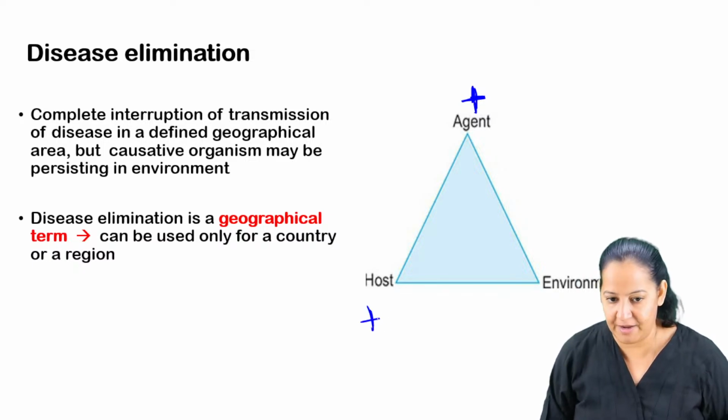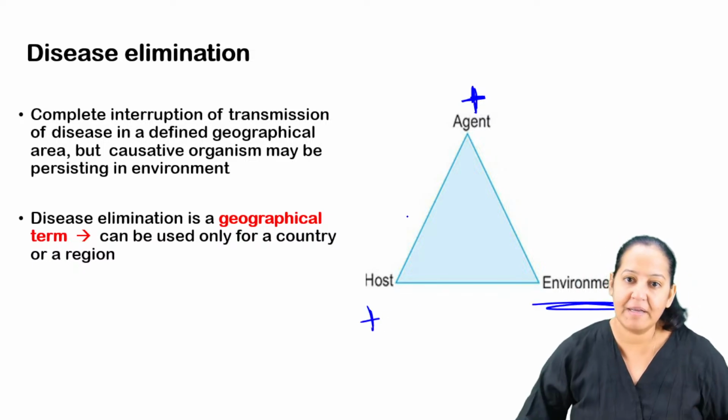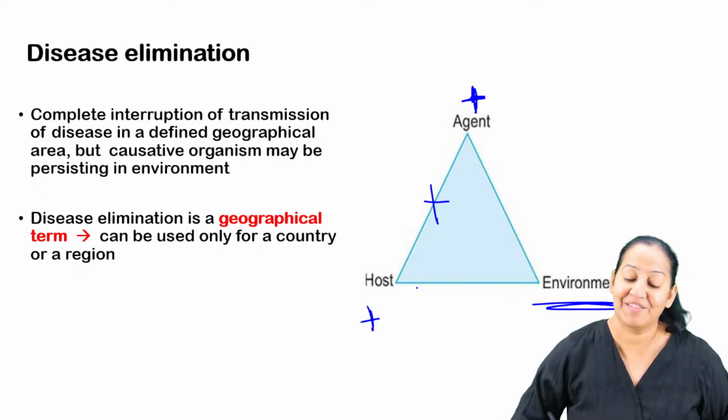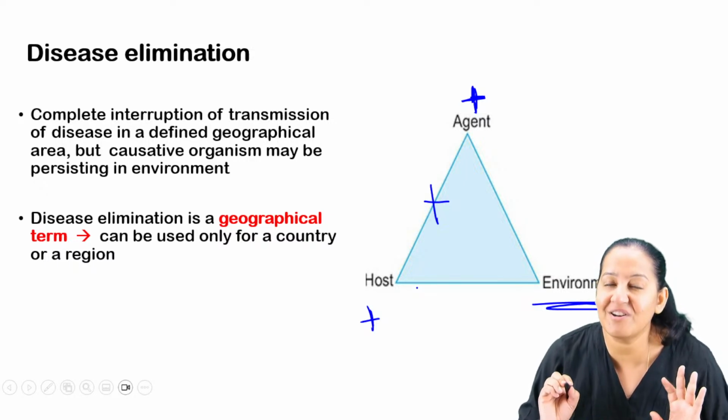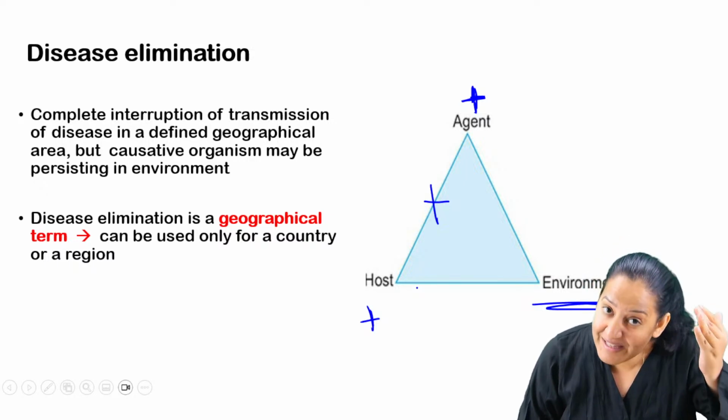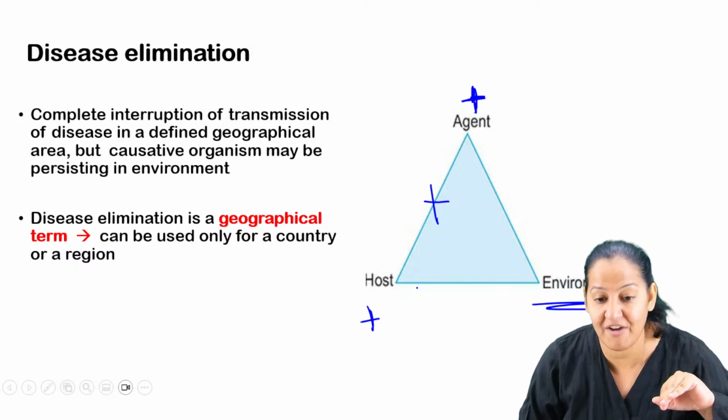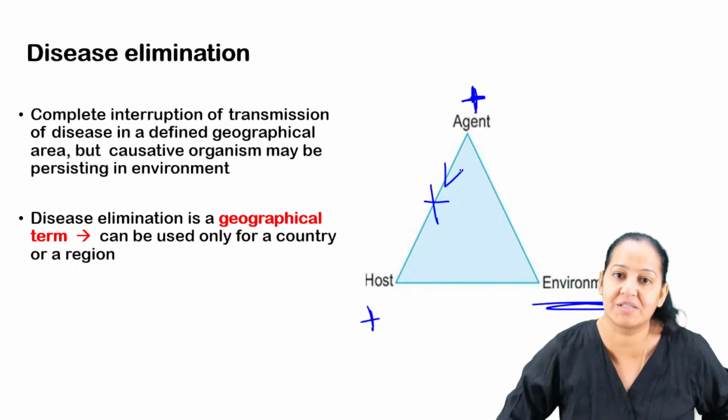Host is also present in the environment. Both are present in the environment. But the agent cannot enter the host. The transmission is interrupted. Mind my words, I'm saying that transmission is interrupted. Agent is present in the environment. Host is also present in the environment. But the transmission of the agent to the host is interrupted.